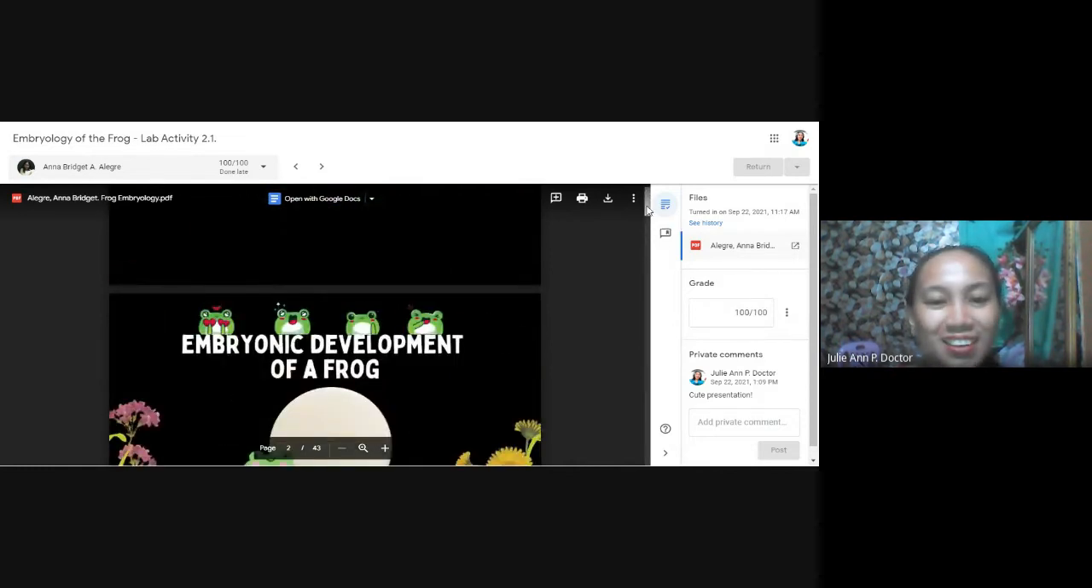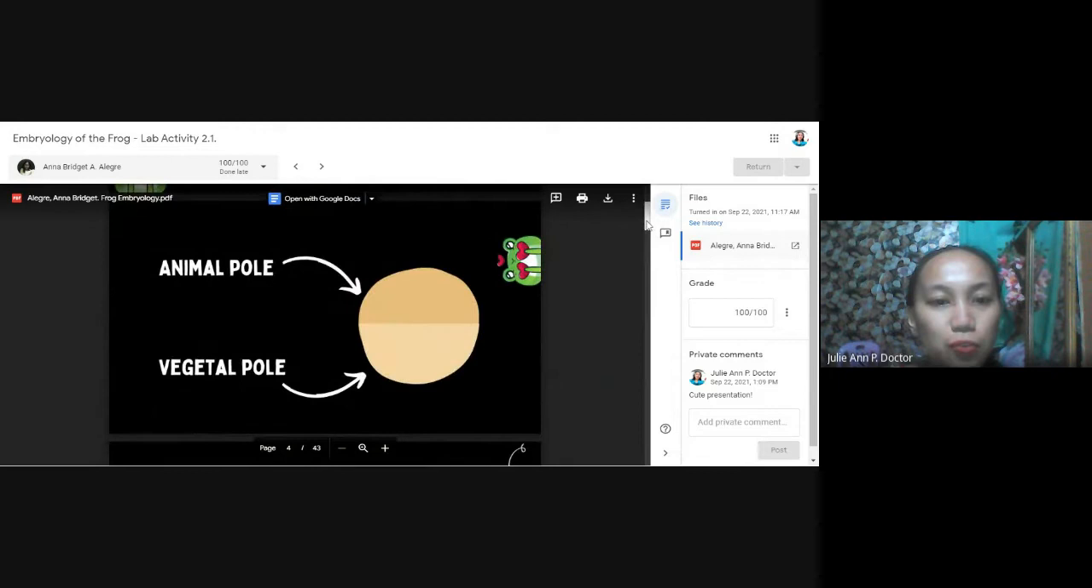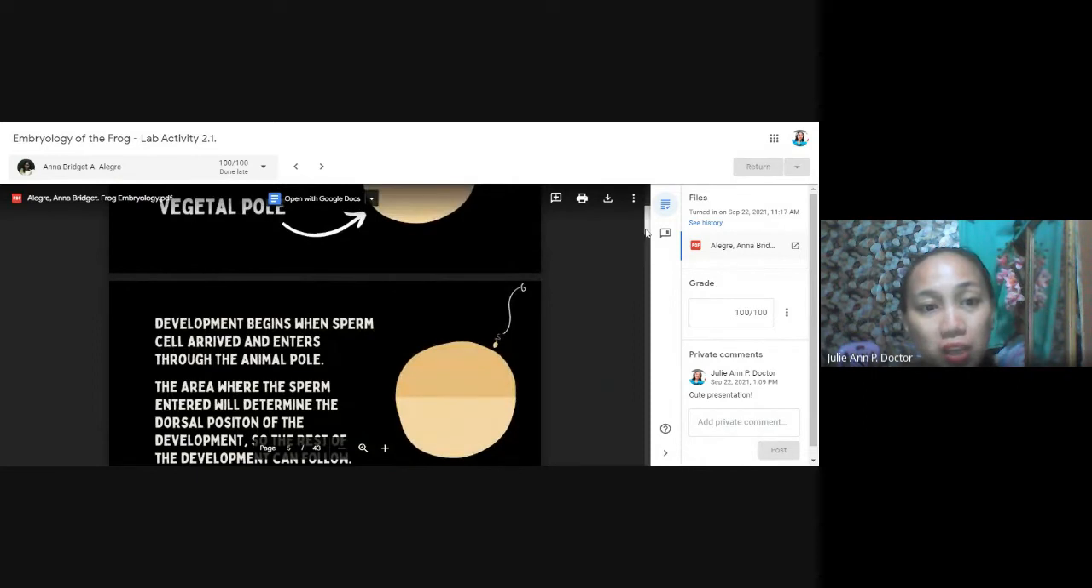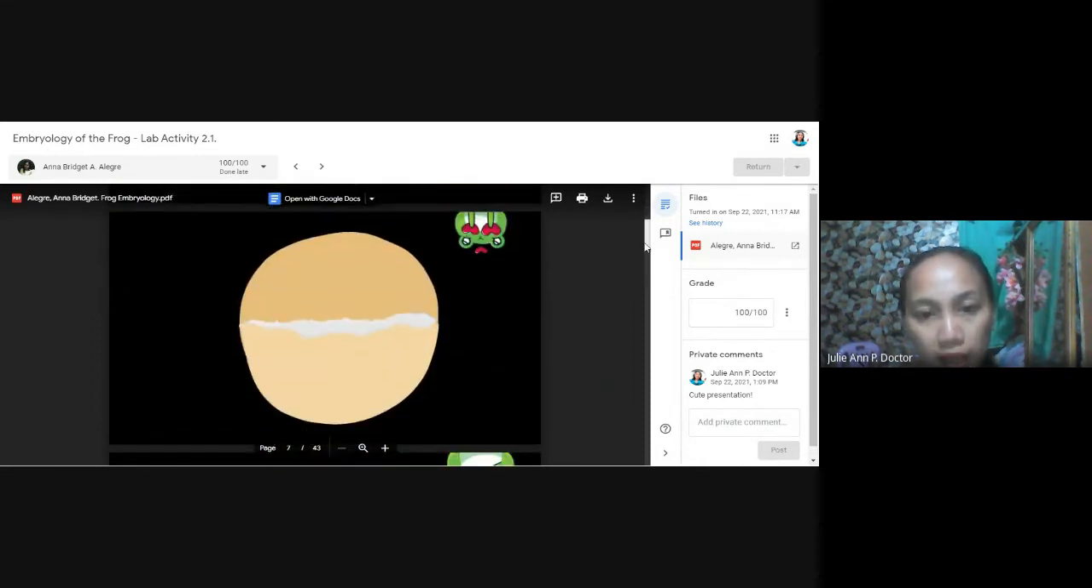Okay? Yeah. So for you to not be confused, for human beings, we actually have this already after fertilization. But for frogs, we need to take note of their animal and vegetal pole. Okay, and the dorsal part will be the part in which the sperm will enter. Observe here.